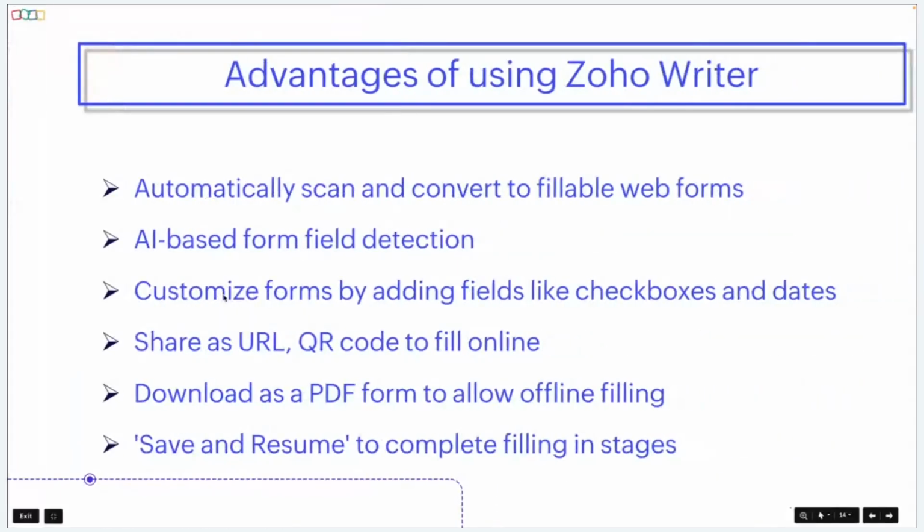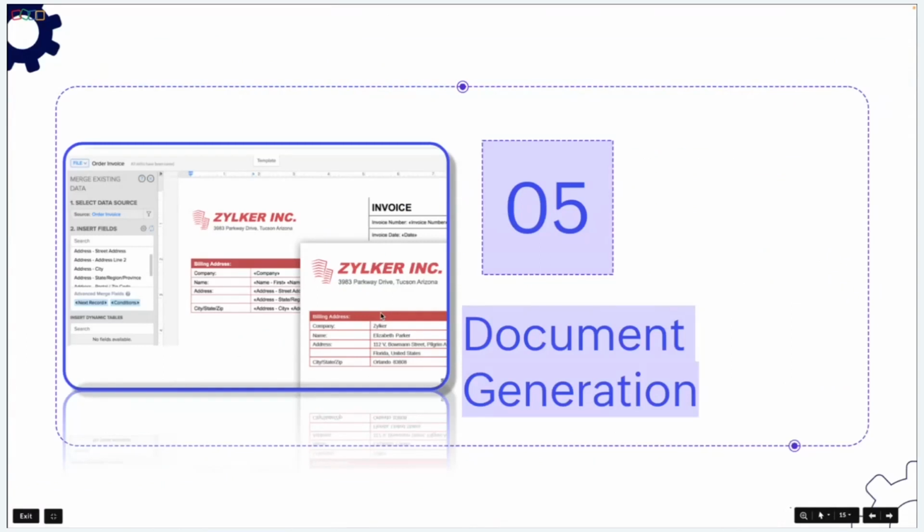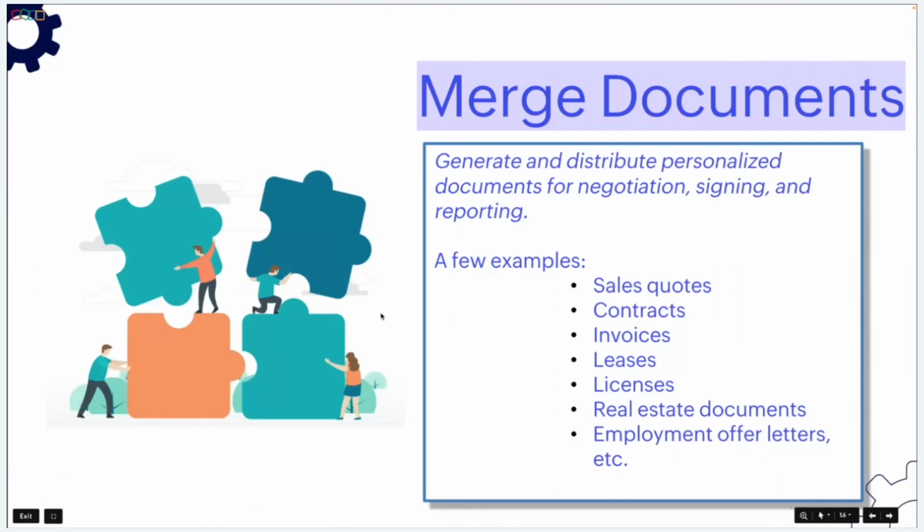So yes, that's about the fillable templates and their advantages. So next comes document generation. The most important feature when it comes to document creation tools is to generate documents in bulk. It will be very difficult for you to create documents for each and every user when your requirement is to send out documents in bulk. Whereas in Writer, using our mail merge feature, you'll be able to generate documents in bulk easily.